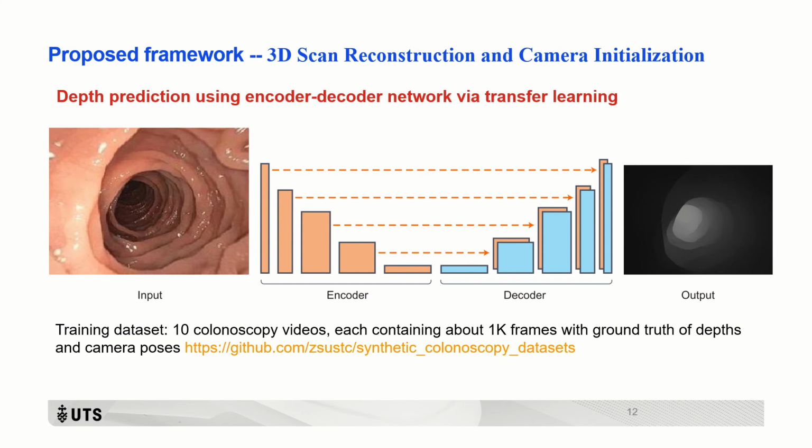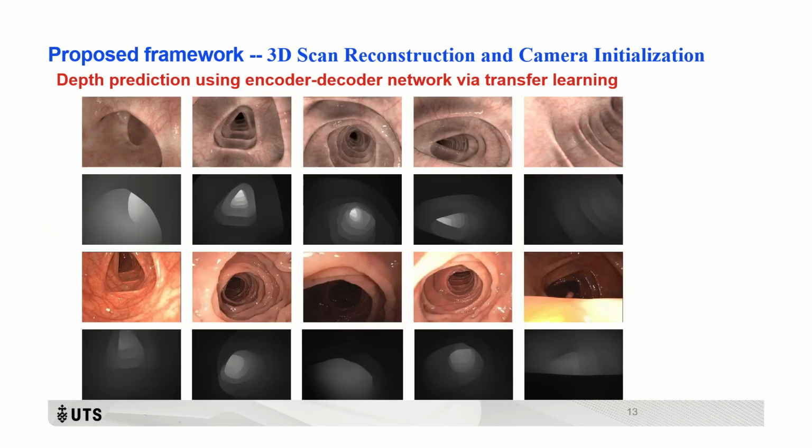To estimate depth for the image and reconstruct a 3D scan, we use an encoder-decoder network via transfer learning to estimate depth. Here we collect 10 colonoscopy videos, and each contains about 1K frames with ground truth to train the network. We make our trained dataset publicly available. The figure shows the images and corresponding estimated depths. The first and second are the synthetic images and estimated depths. The third and fourth are the real images and corresponding depths estimated by the trained network.